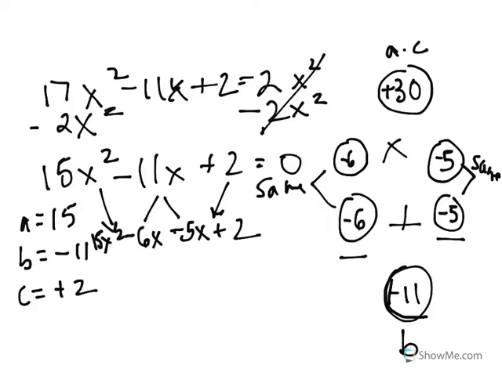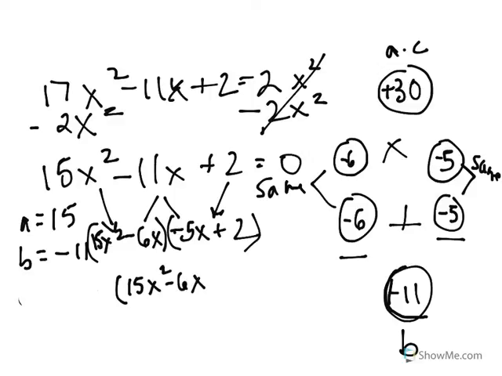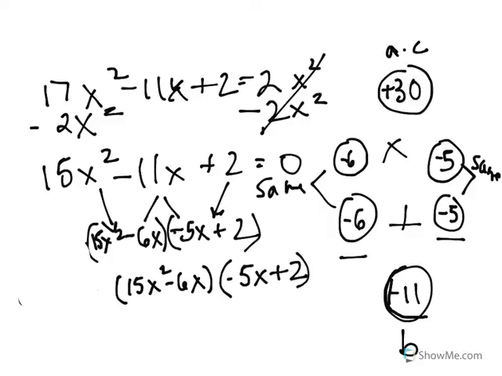Okay, perfect. So remember, we're going to group and create our factors, and we're going to be left with 15x squared minus 6x. I'm sorry, I'm going to erase this. You know what the coefficients are already. Okay, so 15x squared minus 6x times negative 5x plus 2.